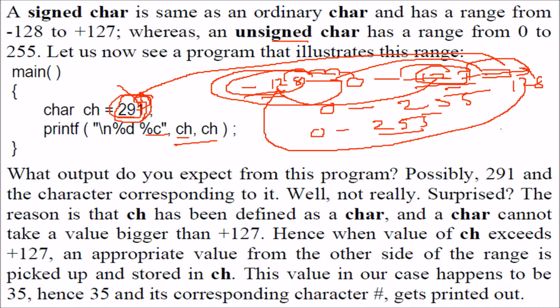Now you see that this is 291 minus 256, because the total number of values is 256. So 11 minus 6 is 5, and 8 minus 5 is 3. So you need to go from 0 up to 35. That is how 35 will come up, and the character corresponding to 35, which is the hash, will be shown. So in this program, you will see 35 and hash. Why? I just explained it to you.